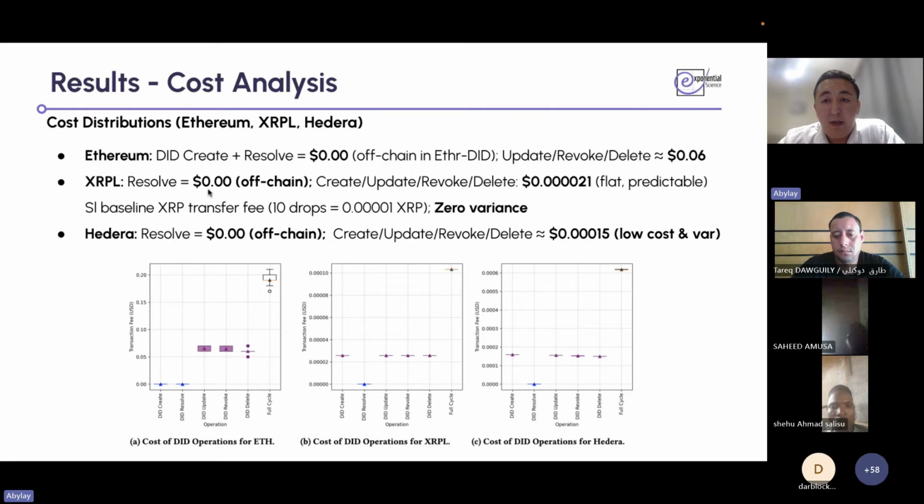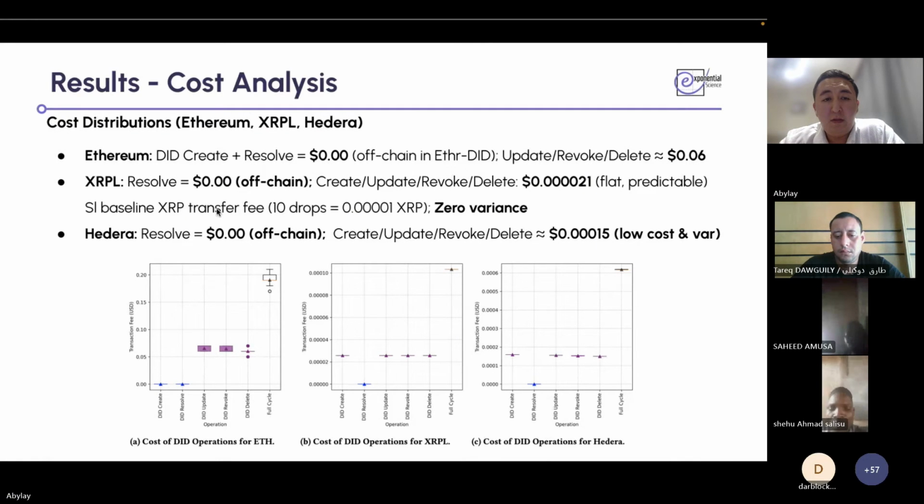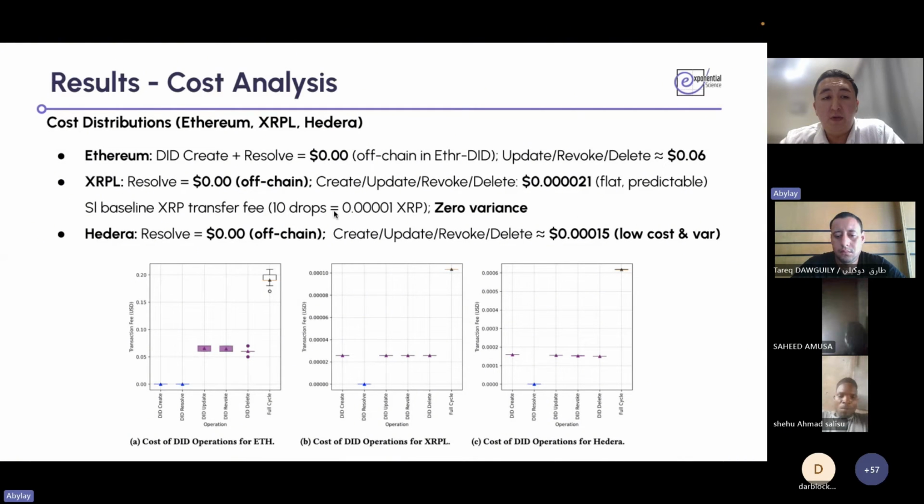For XRPL, we have the lowest fees basically, and it's flat and predictable. It's similar to the baseline XRP transfer fee. Sorry, there is some mistake, and it shows 0 variance.